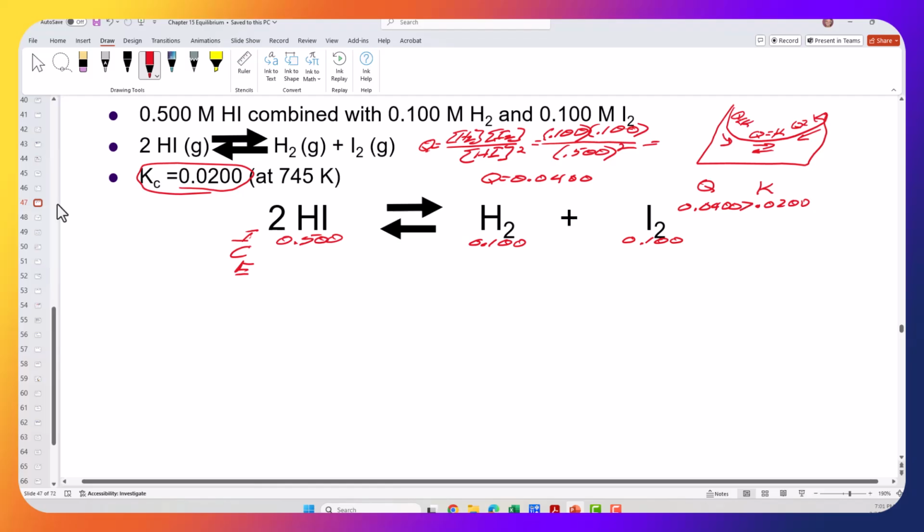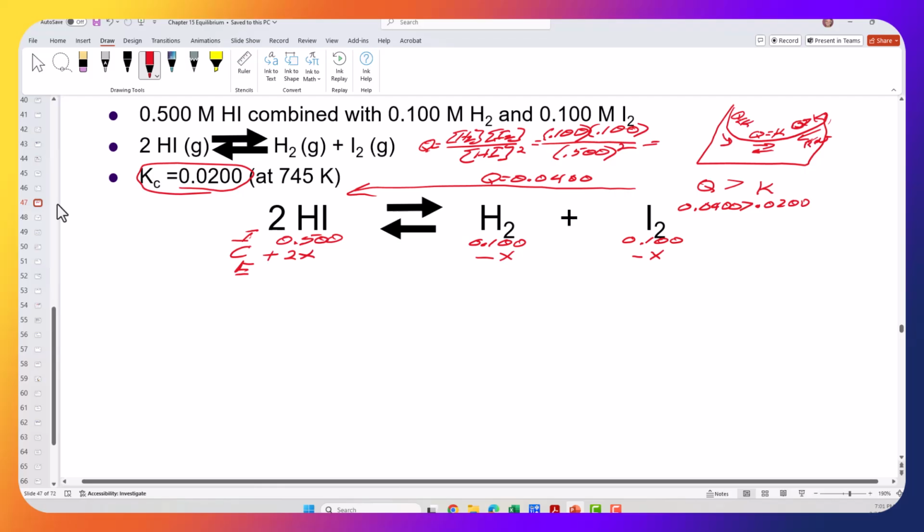0.0400. I think you can see that Q is larger than K, so I'm over here on this side of the equilibrium where Q is greater than K, and so to get to equilibrium, the reaction has to run in reverse. It actually has to go in this direction. And so when I do my change here, the minus X is actually going to be on the product side. And then the plus X, and this will be plus 2X, is going to be on the reactant side because the reaction is running in reverse.